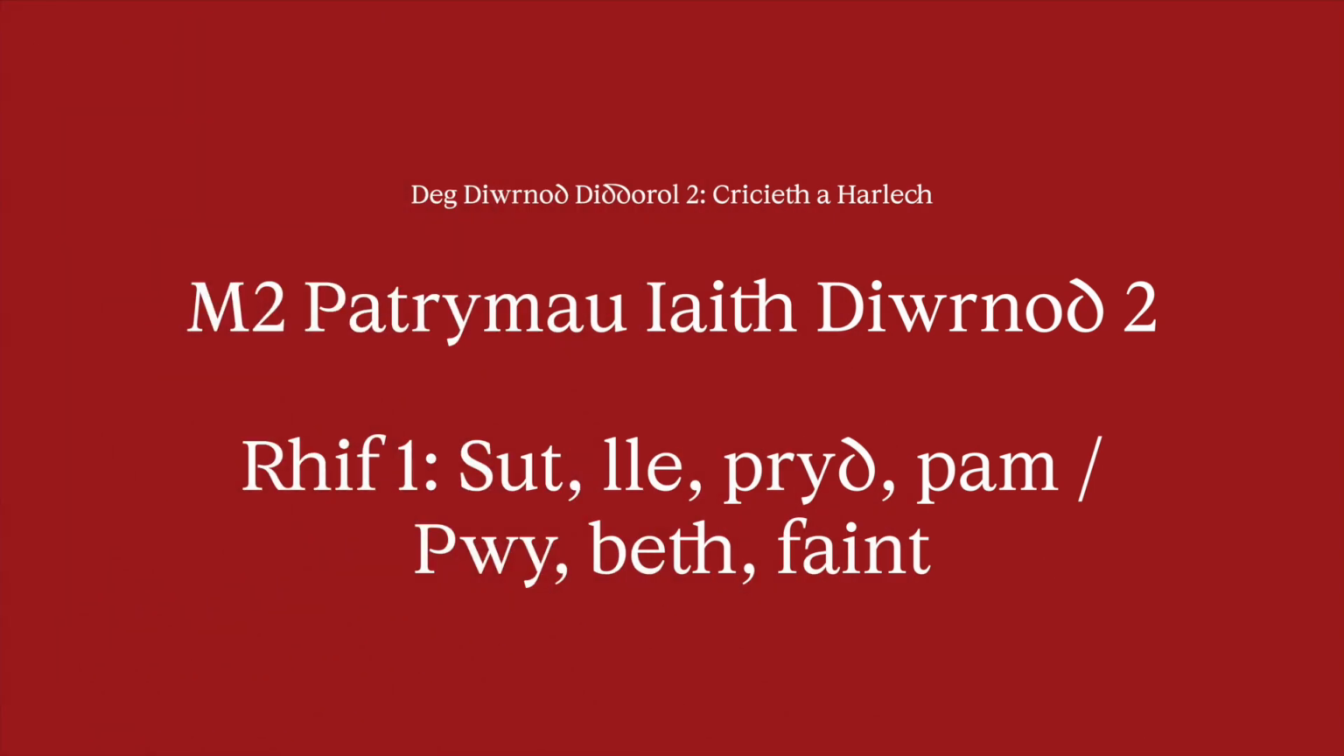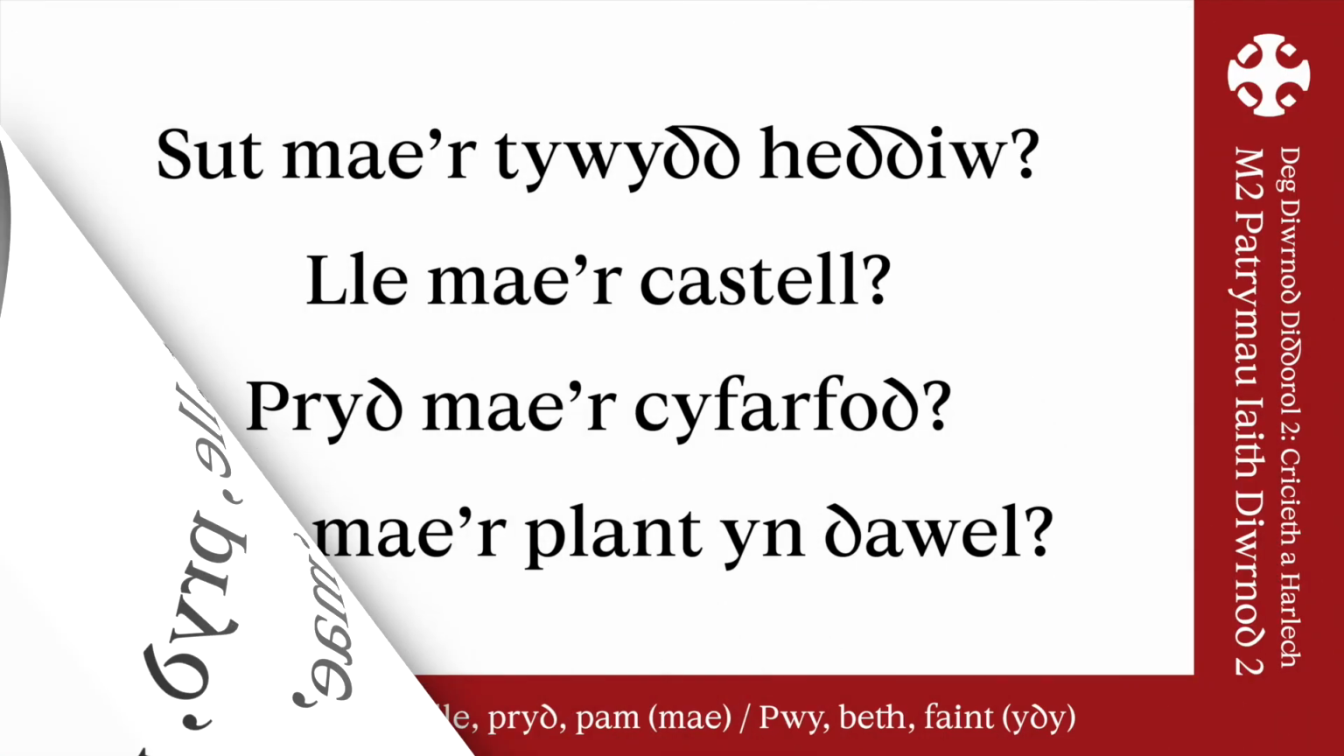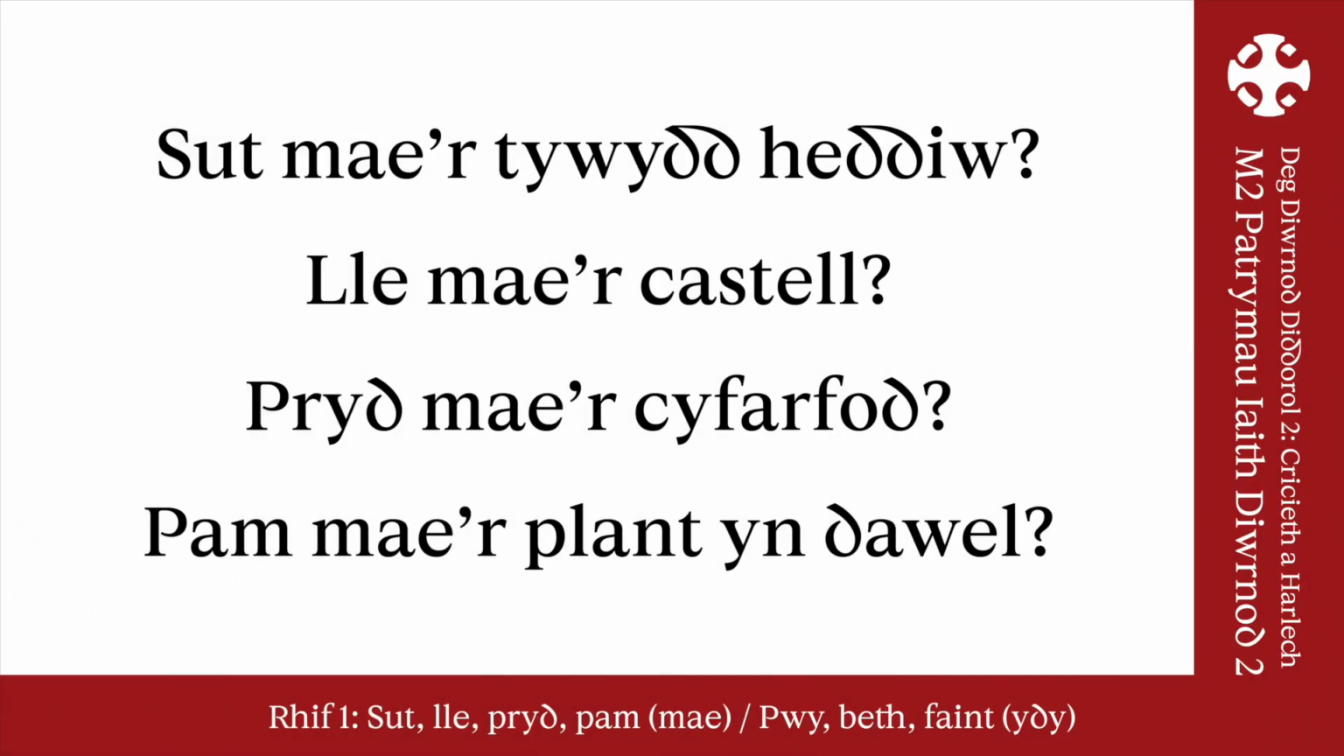Number 1. Question words. The words sut, lle, pryd, pam, pwy, beth and faint, meaning how, where, when, why, who, what and how many, are very useful at the start of questions you want to ask. The word mae follows sut, lle, pryd and pam. For example, sut mae'r tywydd heddiw? How is the weather today?